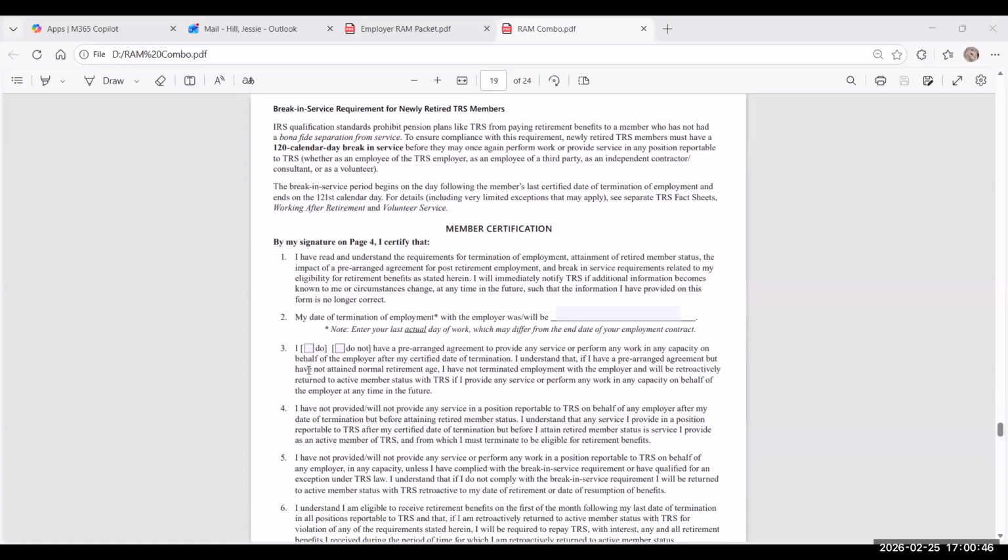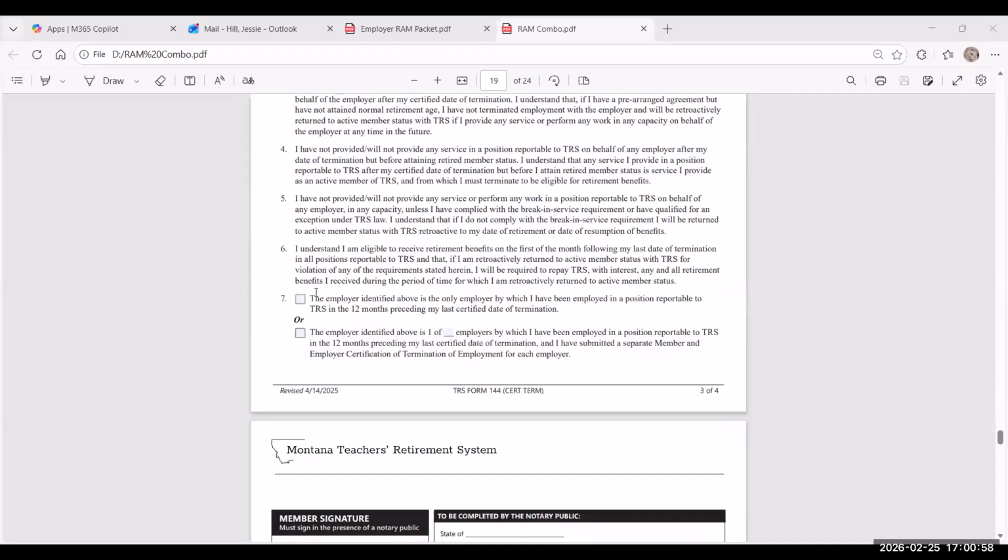And then in number three, they have to check either that they do or do not have a prearranged agreement to provide services in your employment, with you as the employer specifically. And then on the very bottom, they're checking either the top box saying that you guys are their only TRS reportable employer for the last 12 months, or they check the bottom one saying that you are one of many employers that they have, because this form is required to be completed by all employers if they have multiple ones. And so whenever we see that, we send out retirement packets to them. We try to enclose additional forms 144, and all the employer forms need to be duplicated for each employer.